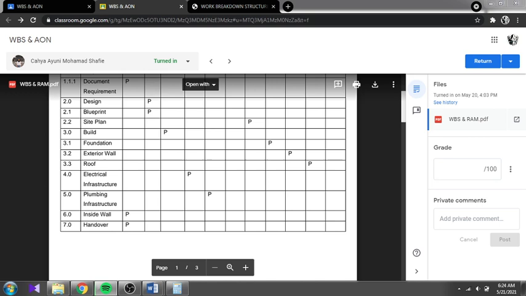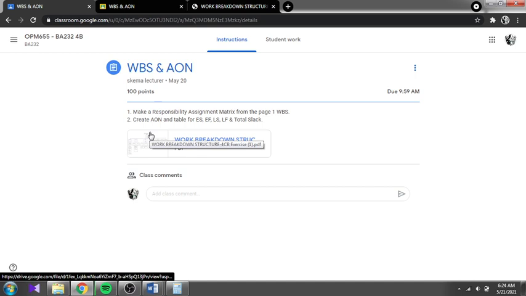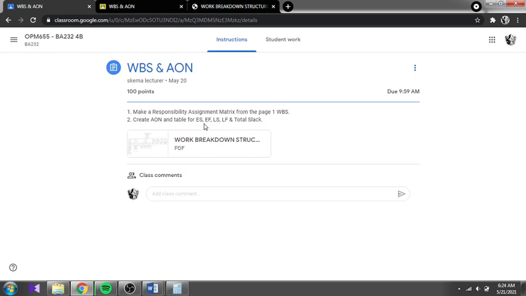This is for OPM 655 project management. Right, yesterday I asked you to do this exercise on the work breakdown structure and also for this activity on the notes. Last time it was a network diagram, and you had to make a table for earliest start, earliest finish, latest start, latest finish and the total slack.